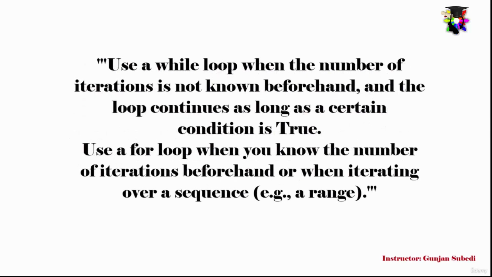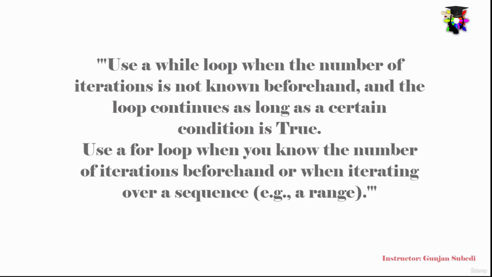We use a while loop generally when the number of iterations is not known beforehand, and the loop continues as long as a certain condition is true. We use a for loop when you know the number of iterations beforehand and when iterating over a sequence or range. So it is very important to know the range while doing the for loop.